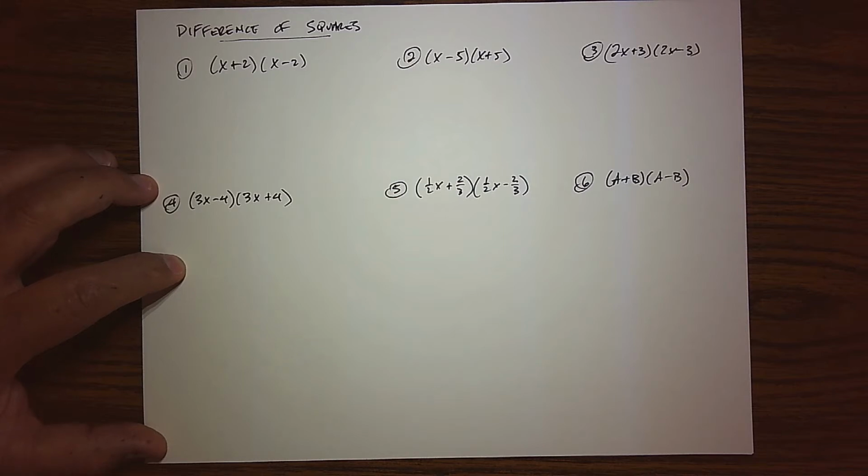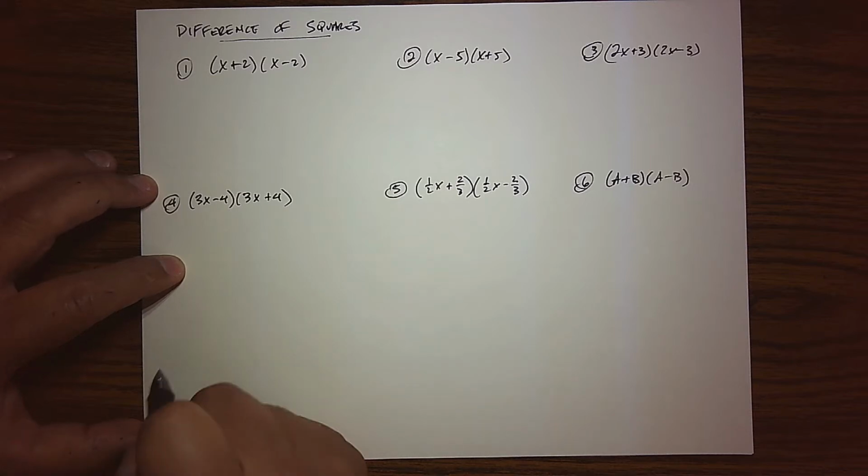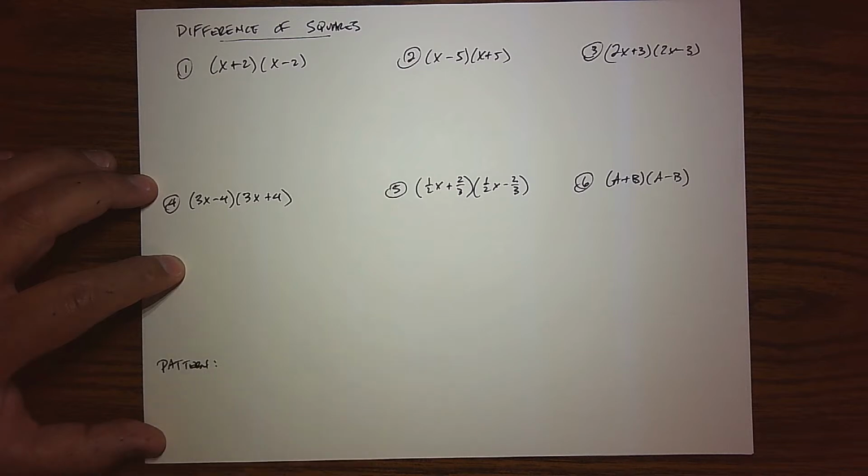Before we do anything, I want you guys to take a look at my 6 products, and hopefully you see a pattern. Let me go ahead and let you look at those 6 products for a moment and see if you can identify a pattern. What seems to be the same thing in all 6 products? Okay, so the first thing I hope you notice is that we have a binomial times a binomial.